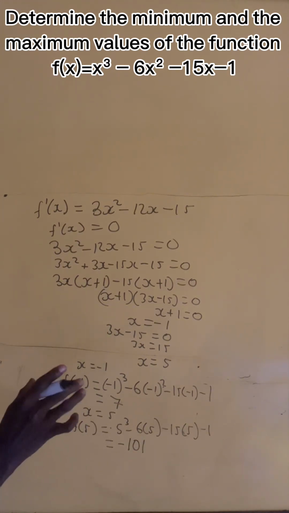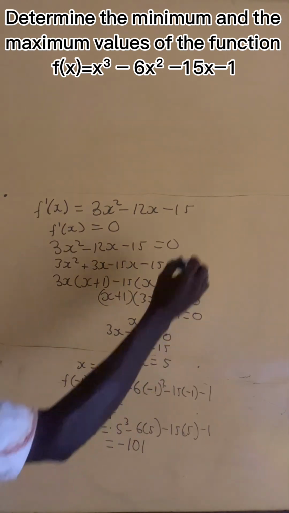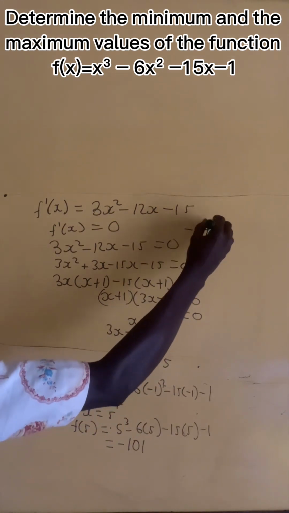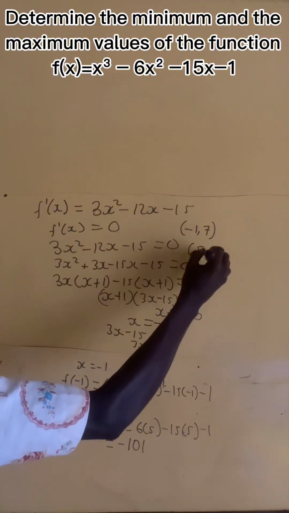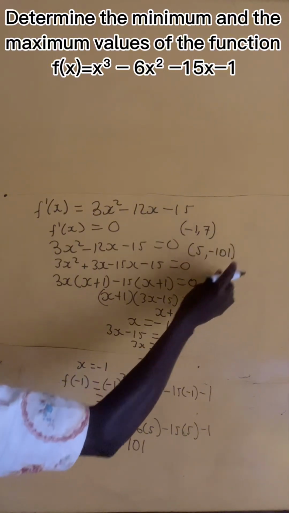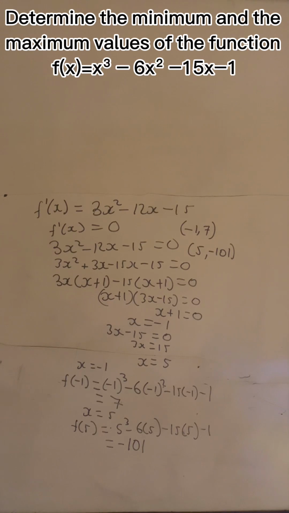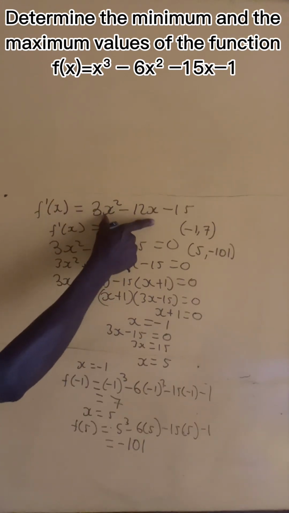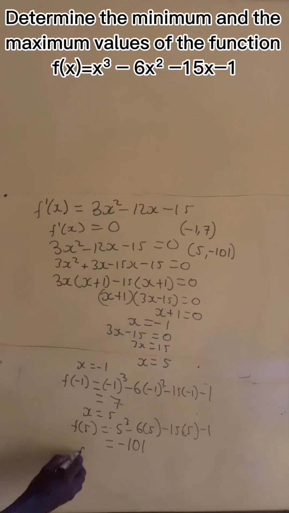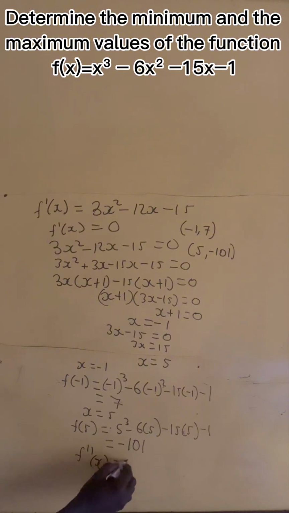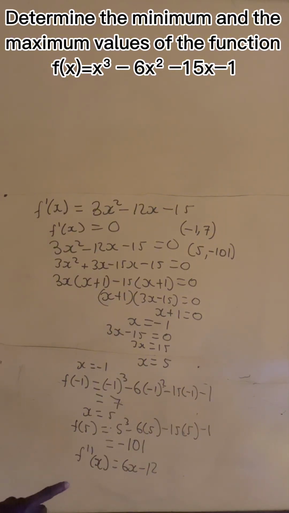So we need to determine which of these pairs of values is minimum and which is maximum. To do this, we need to look at the second condition. That is, we need to find the second derivative of the function. So from the first derivative, that is from 3x squared minus 12x minus 15, if we differentiate it again, we have 6x minus 12.